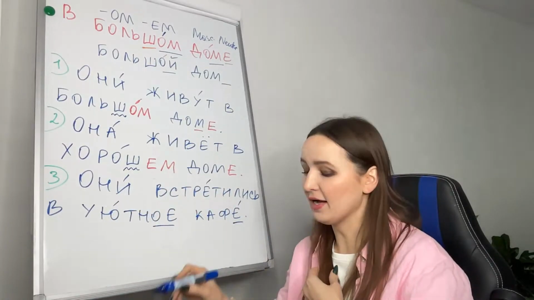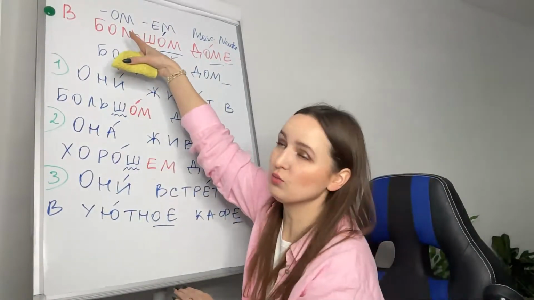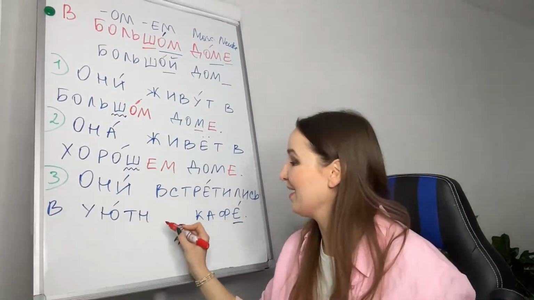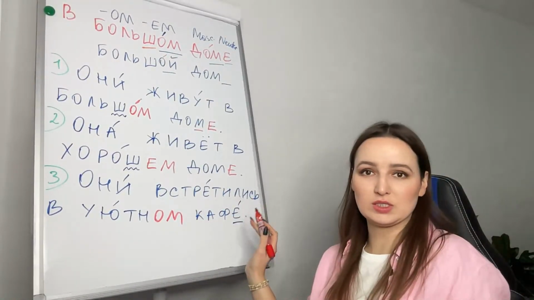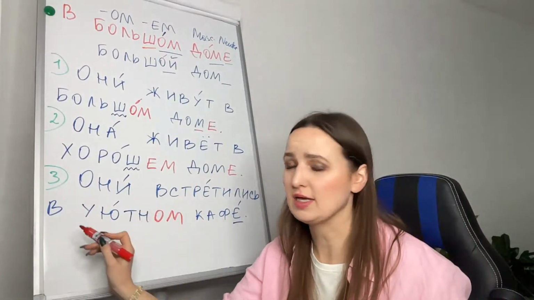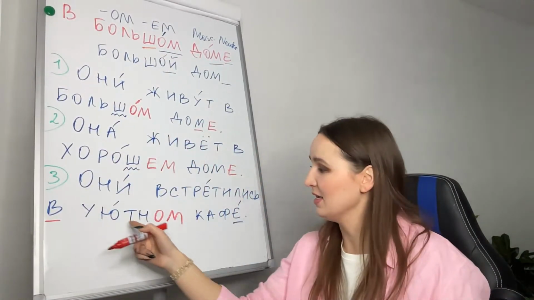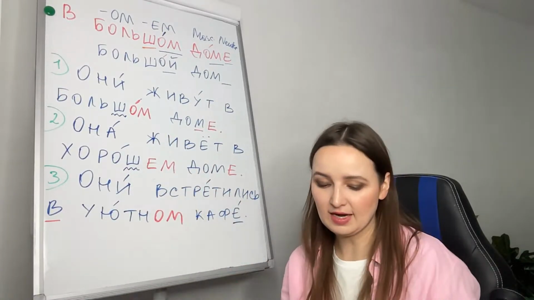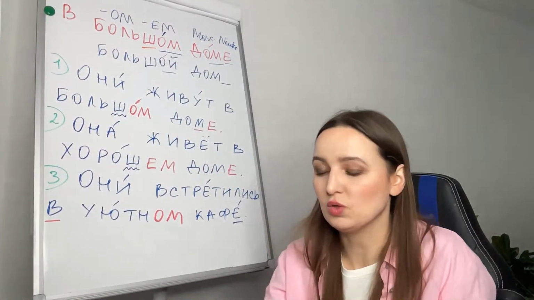В уютное кафе. So, the ending ое in neuter will be replaced with om. В уютном кафе. Кафе will remain the same because it's neuter. In a prepositional case, it will remain the same. Why is it prepositional case? Because we have a preposition and it answers the question where, где, in a cozy cafe, в уютном кафе. Они встретились в уютном кафе.